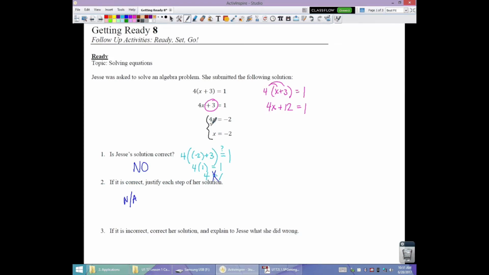So for us to fix this, to see what the real solution should be, we're back over to 4x plus 12 equals 1. We need to subtract 12 on both sides. So 4x is equal to 1 minus 12, which is -11. And then to isolate the x, we divide both sides by 4. So x is equal to either -11 fourths or -2.75.